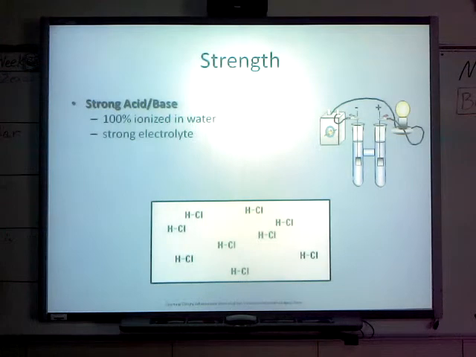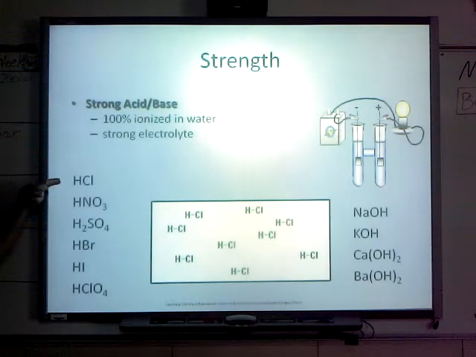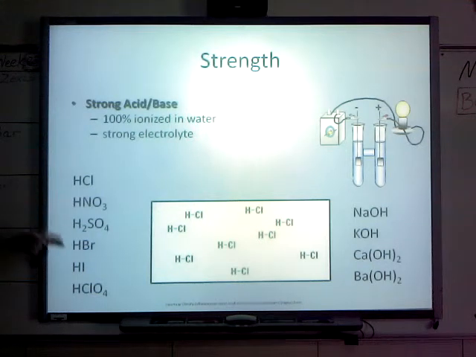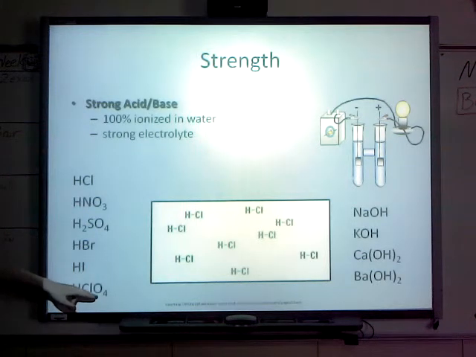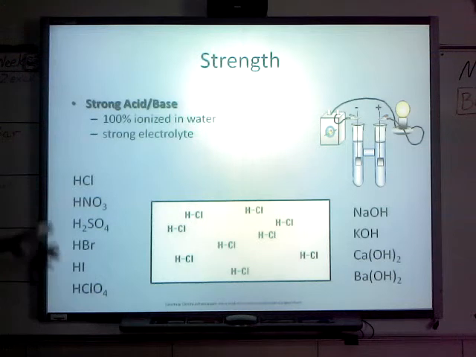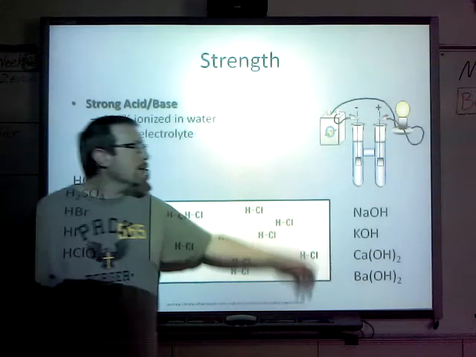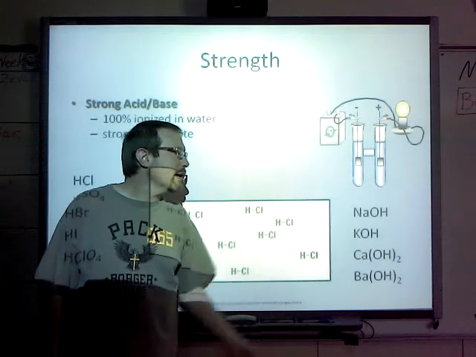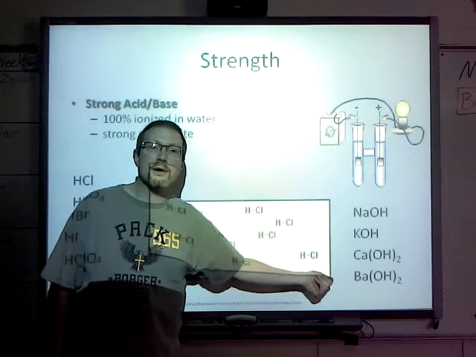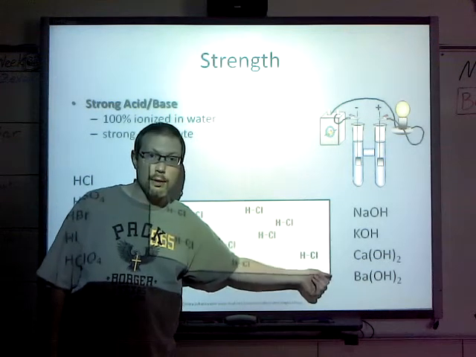Here are some examples. Of course, hydrochloric acid, we mentioned that one. Nitric acid, sulfuric acid, hydrobromic acid, hydroiodic acid, and HClO4, perchloric acid. I could be wrong on that, I'm not too sure. All of these ionize completely. All these are very strong acids. Strong bases: sodium hydroxide, potassium hydroxide, calcium hydroxide, barium hydroxide. You notice anything they all have in common?